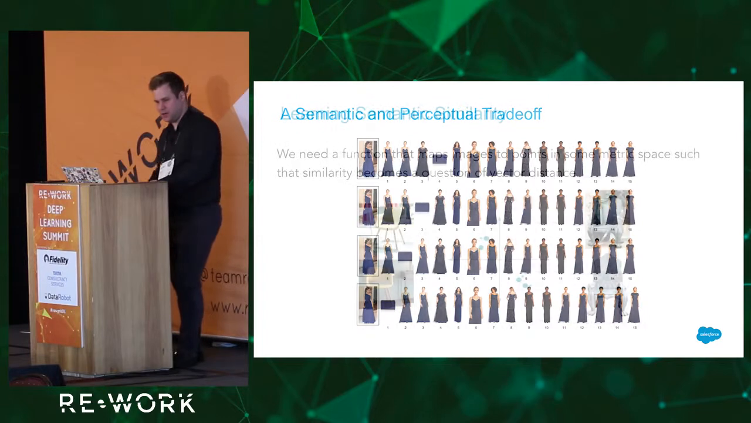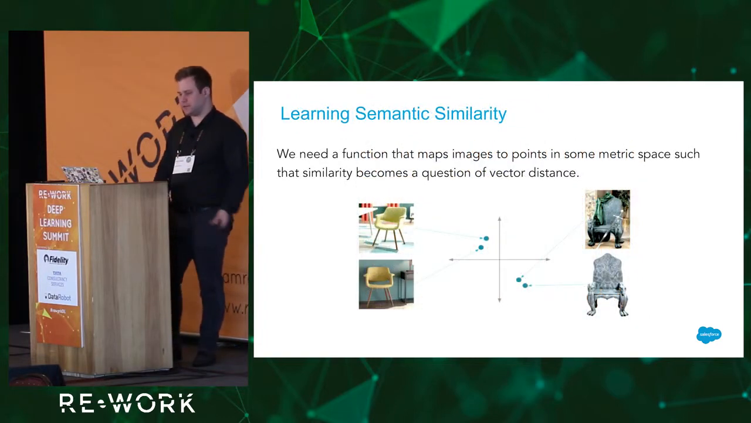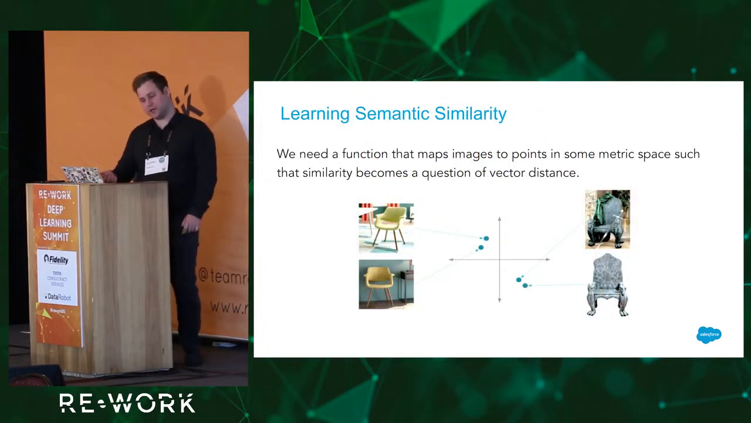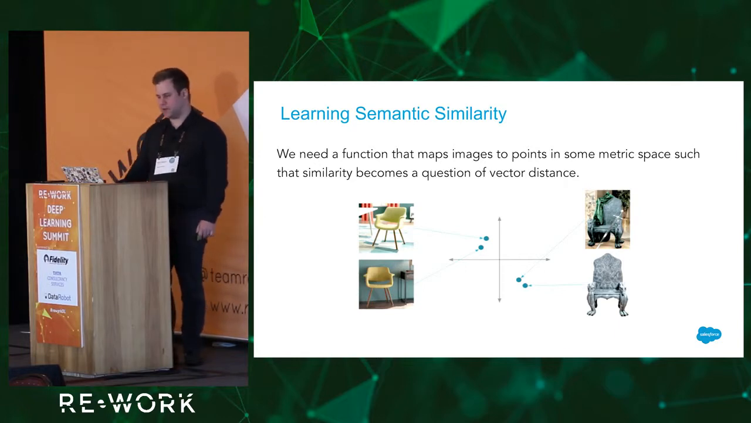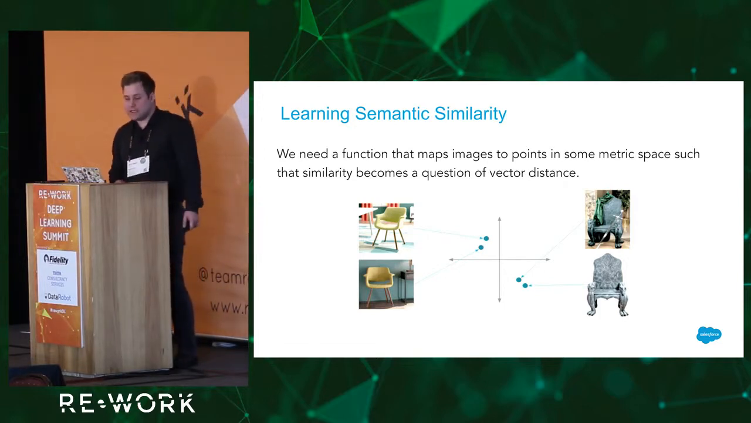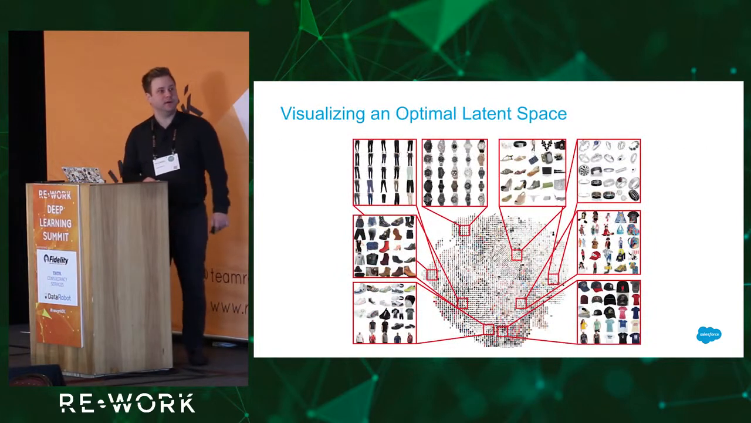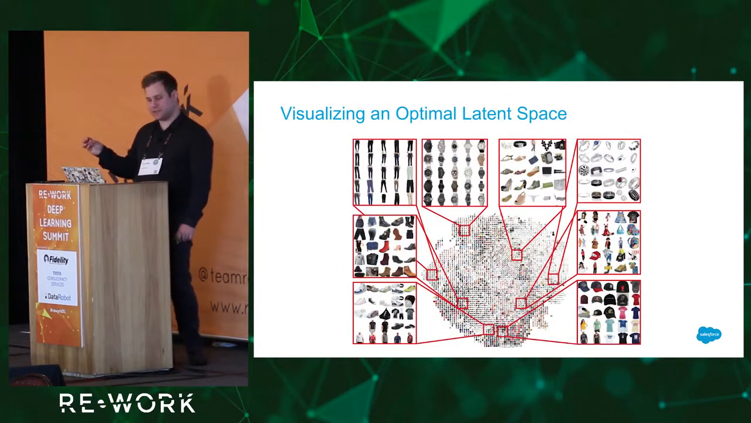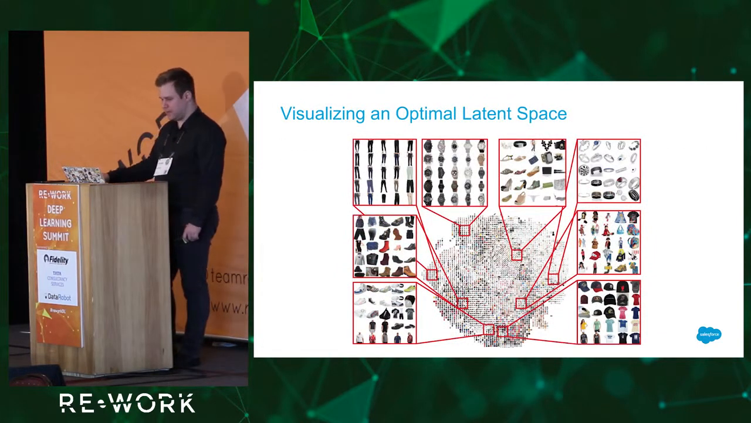And so how do you do that? Well, learning semantic similarity involves finding some function, which turns out to be a deep convnet, that maps images into what we call the latent space. And the latent space looks like this after you've trained your network. It groups things that are similar together. And hopefully it looks like this after you're done training.